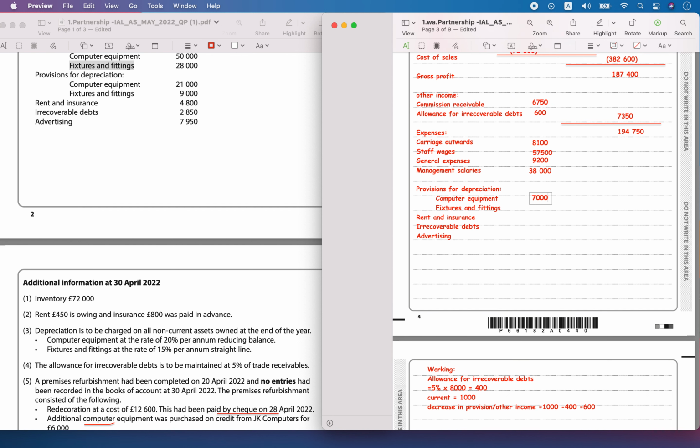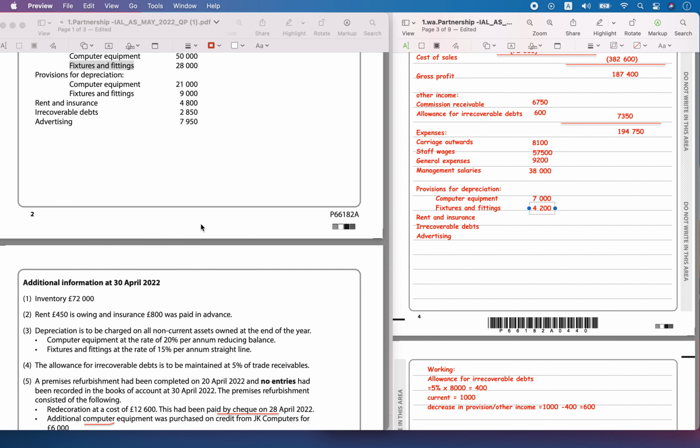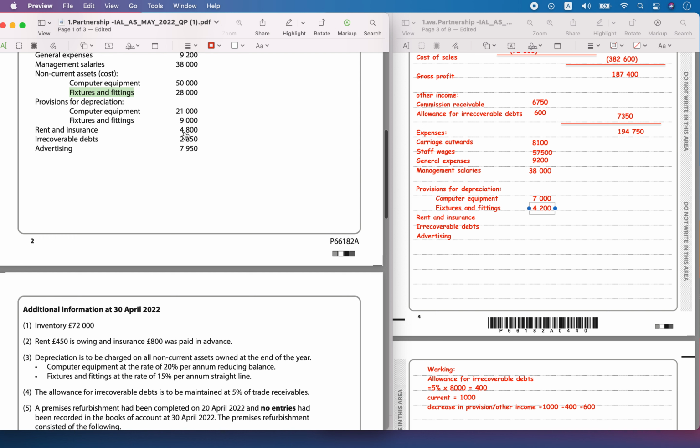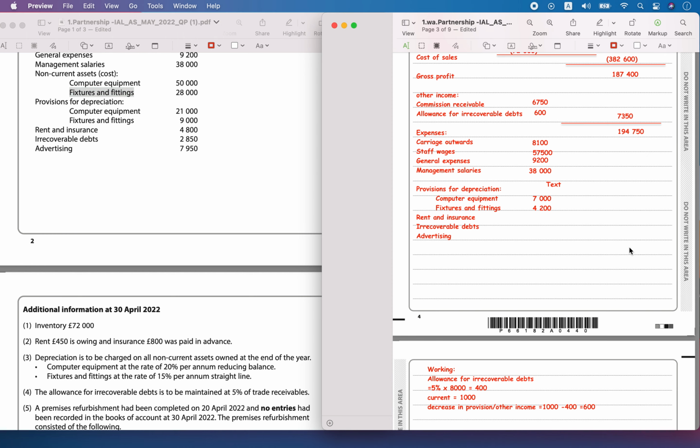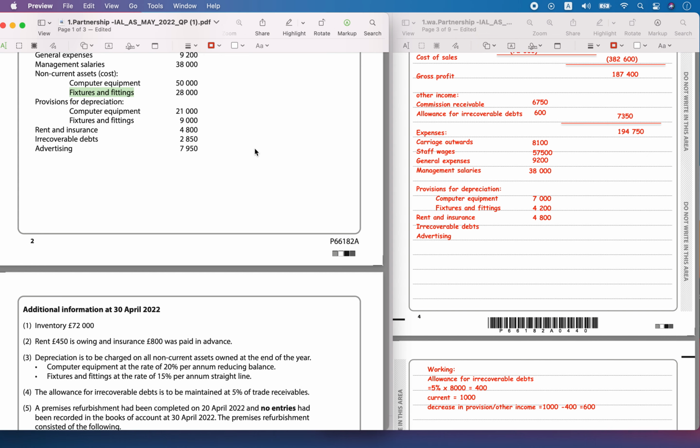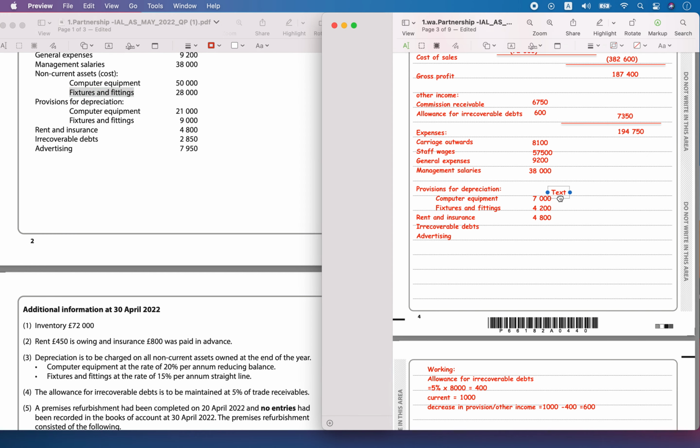So this is the provision for depreciation calculation for the computer equipment and this one. So let's write that. The expense is 7,000, and then fixtures and fittings 4,200. Then we have the rent and insurance expense, which was 4,800. And then we had the irrecoverable debt, which was around 2,850. So let's write that expense also.